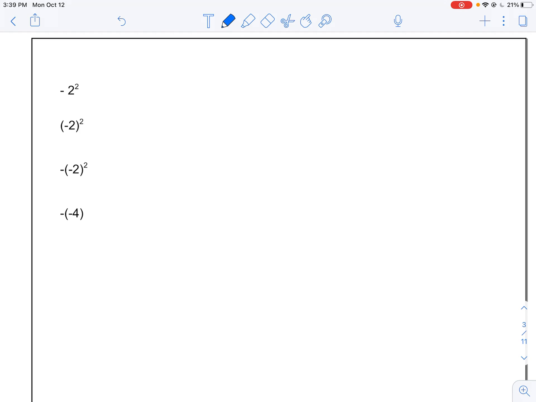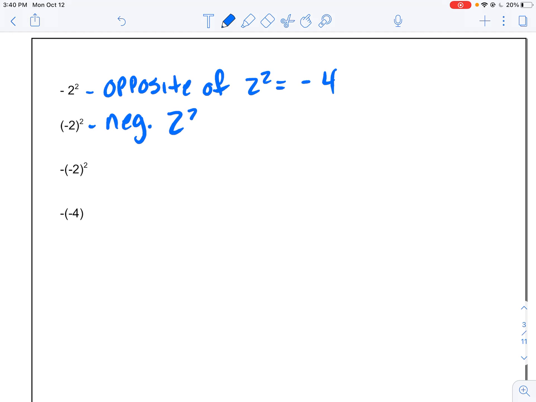So this first one is not included inside the parentheses. So I would read this and say the opposite of 2 squared. Well, 2 squared is 4, and the opposite of that would be negative 4. The next one, the negative 2 is captured inside the parentheses. So I would consider this negative 2, and I'm just going to abbreviate, squared. Well, negative 2 times negative 2 is a positive 4. So you can see those 2 different things that kind of look similar give completely different answers.